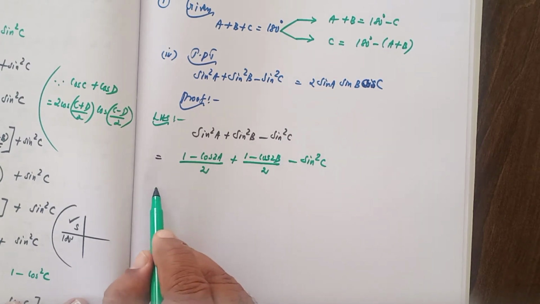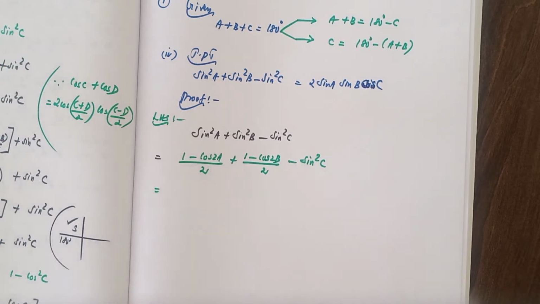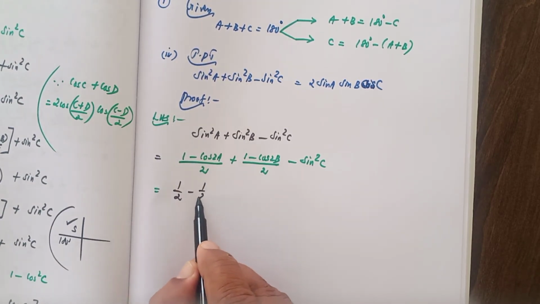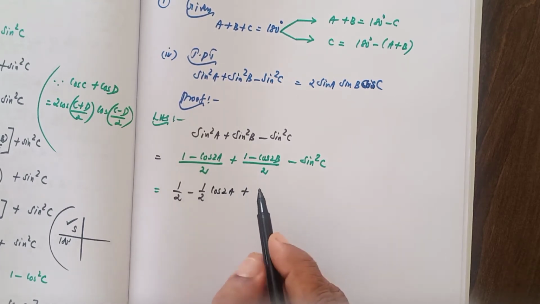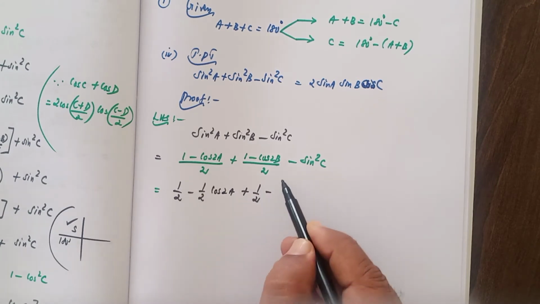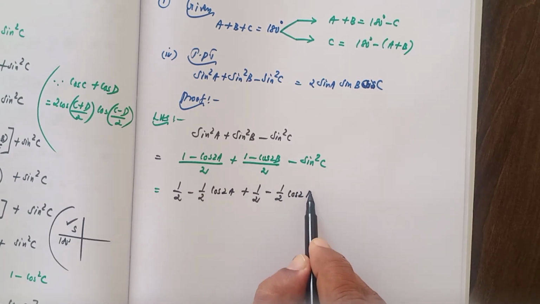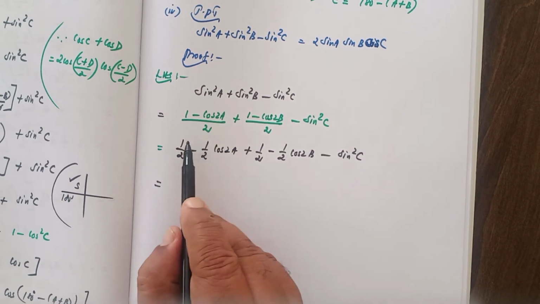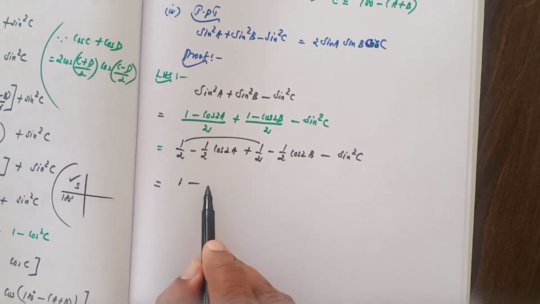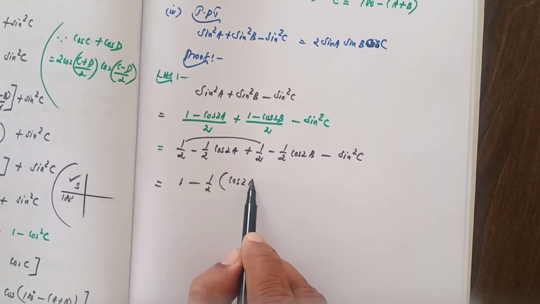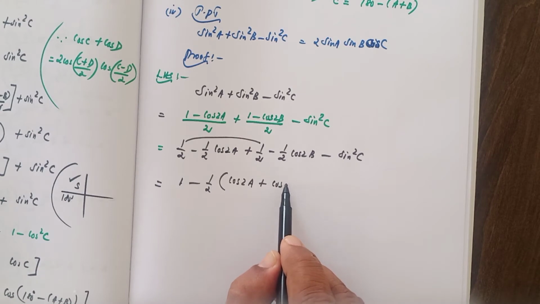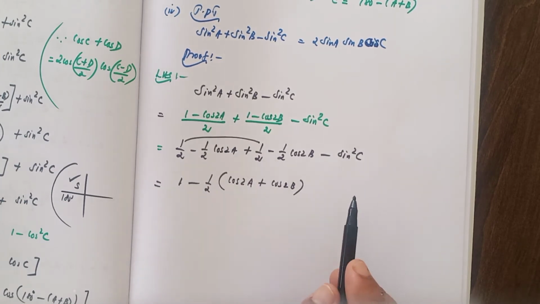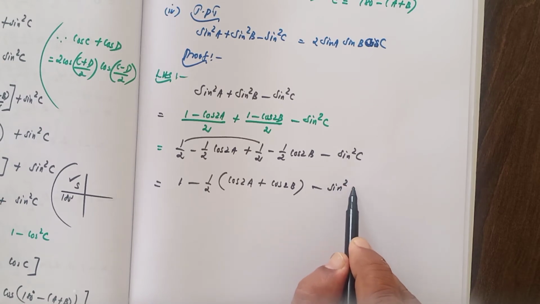No change at all. That is equal to, it can be separated as 1 by 2 minus cos 2A by 2, which can be written as half minus half cos 2A, plus 1 by 2 minus cos 2B by 2, that is half minus half cos 2B, minus sin squared C. That is equal to half plus half, which is 1, minus, taking half as common, half into (cos 2A plus cos 2B). Because we have taken minus common, minus into plus is minus. Minus sin squared C as it is.